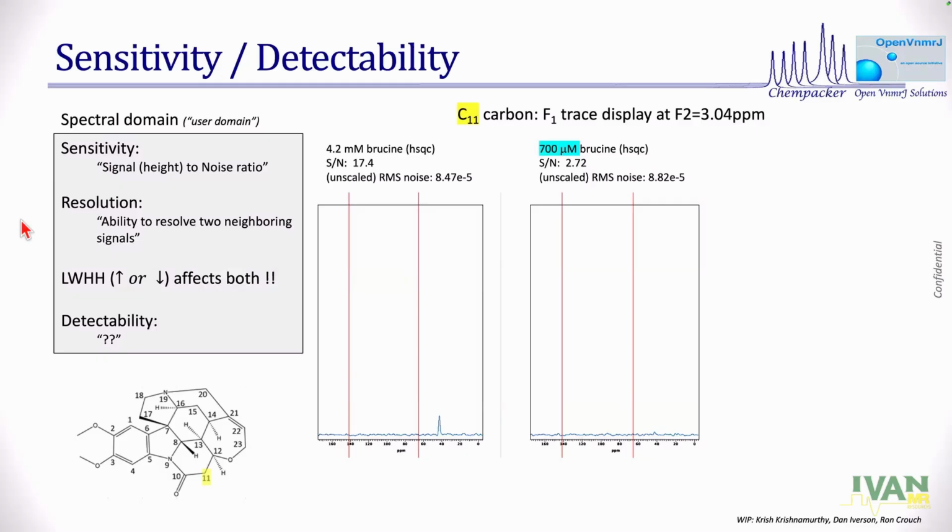Noise being the same, because if I had collected a 700 micromolar brucine spectrum under exactly the same conditions, we can safely assume the noise, which is the uncertainty in every data point being collected, is similar in both the 4.2 millimolar spectrum and the 700 micromolar spectrum. Noise is a constant. We took that approach, and it needs to be proven yet, but the RMS noise is a constant because we did this.